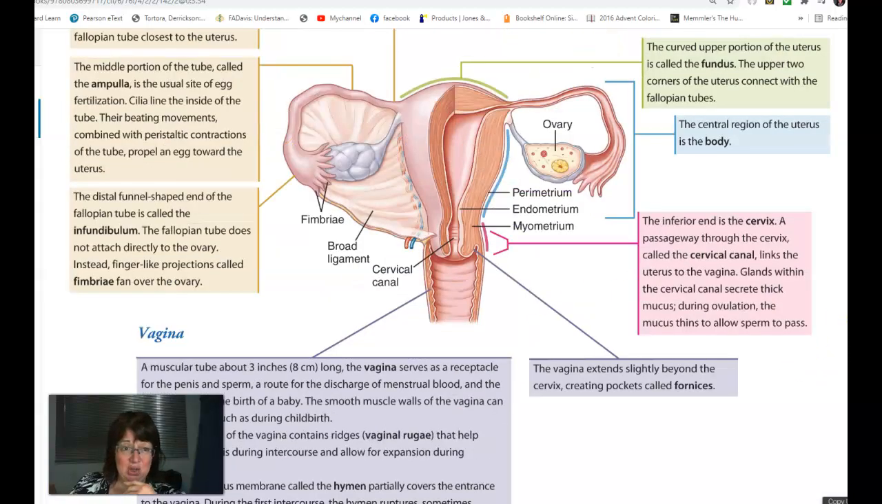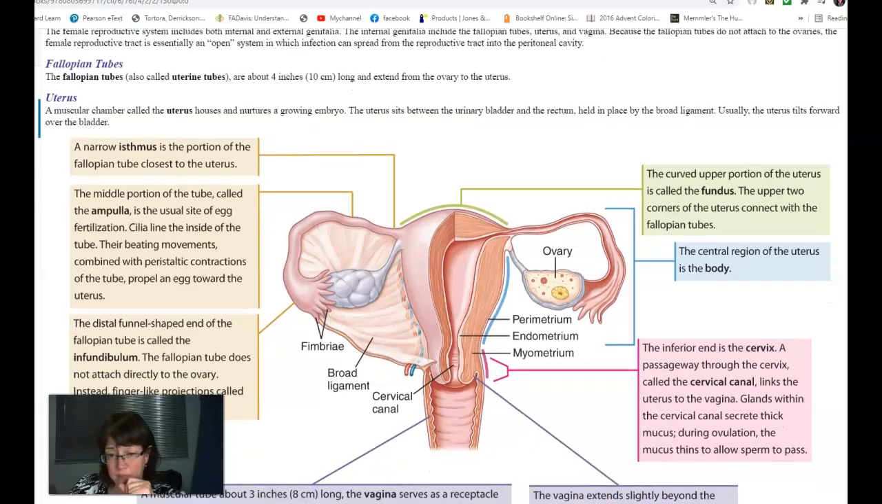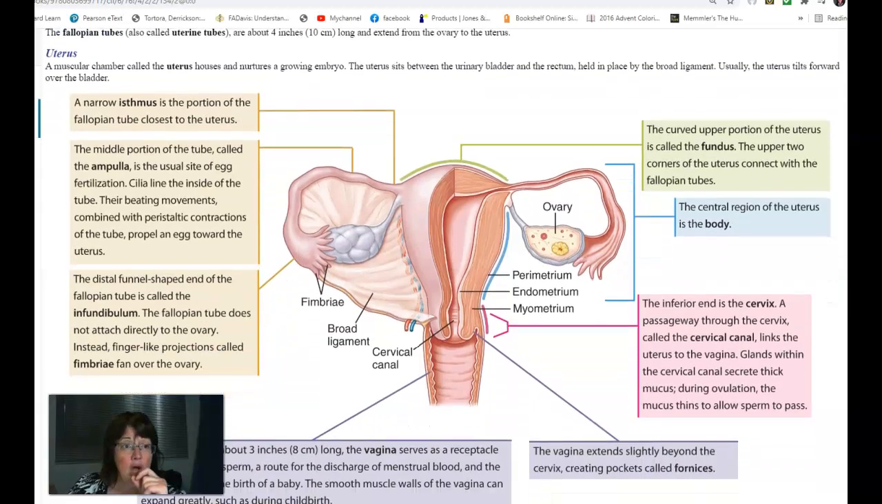When we look at the uterine lining, the uterus and the uterine lining. So first off, when you look at the uterus, there are three layers of the uterus. Let's start with the outer side, the perimetrium, which is outer, and the perimetrium is usually for protection and security. Then you have the myometrium.